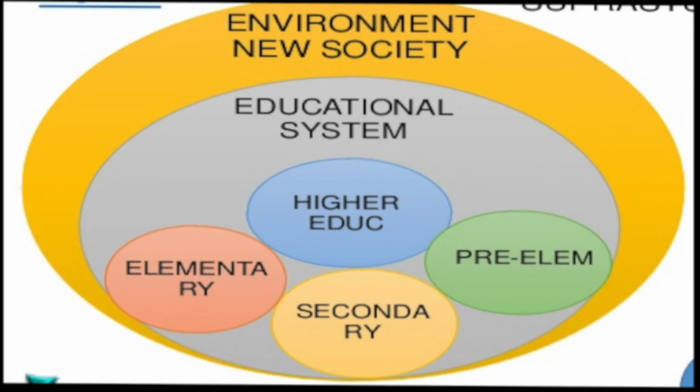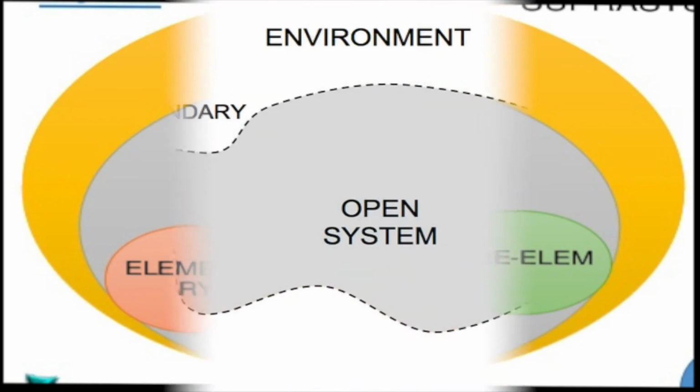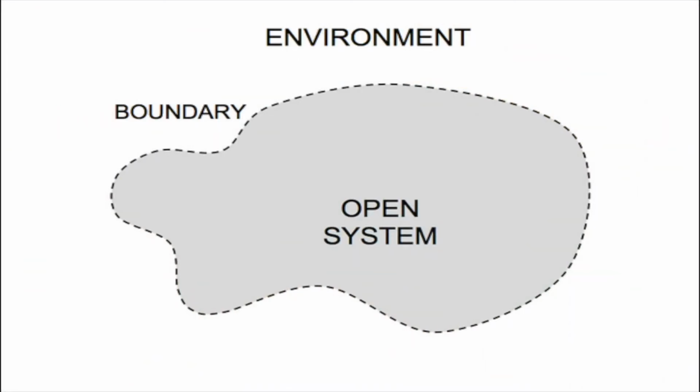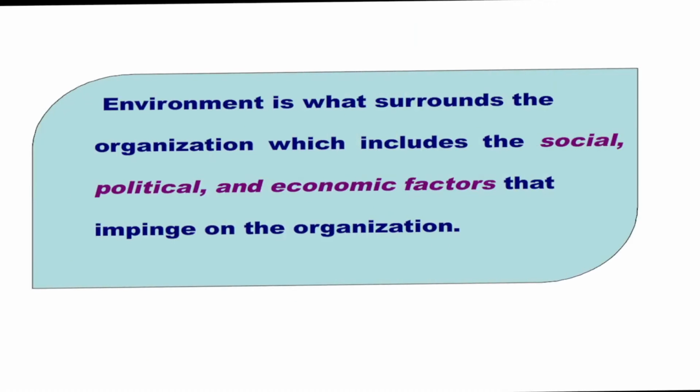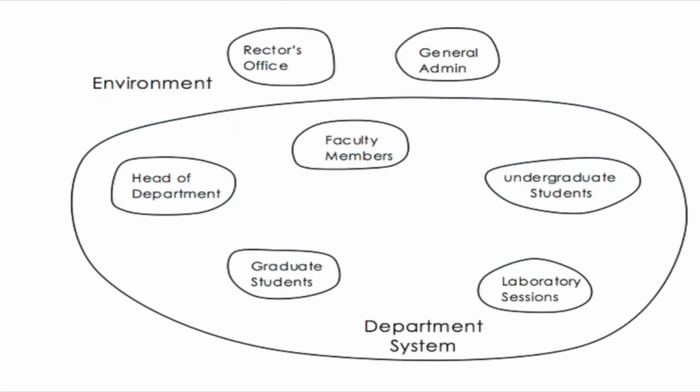For example, the educational system may be defined by levels, that is elementary, secondary and tertiary. Any kind of system is always situated in an environment. Environment is what surrounds the organization, which includes the social, political and economic factors that impinge on the organization. Basically, all organizations are considered an open system since all the factors outside the organizations can influence their stability.